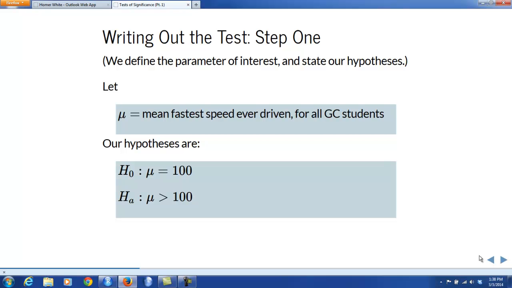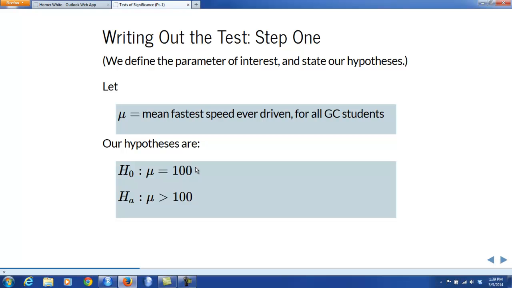So when you're first writing out tests like this, it's a good idea to write out these steps in order. Remember that step 1 used to be statement of hypotheses. Step 1 here shall also be statement of hypotheses. But because a particular parameter is at issue, we'll include in this step a definition of the parameter using appropriate symbols, mu, and a good complete verbal description. So let mu equal mean fastest speed ever driven for all Georgetown College students. Once we've set up what mu means, then we can use it as a symbol and people will understand what we meant by it. So our hypotheses are null hypothesis, mu is equal to 100.